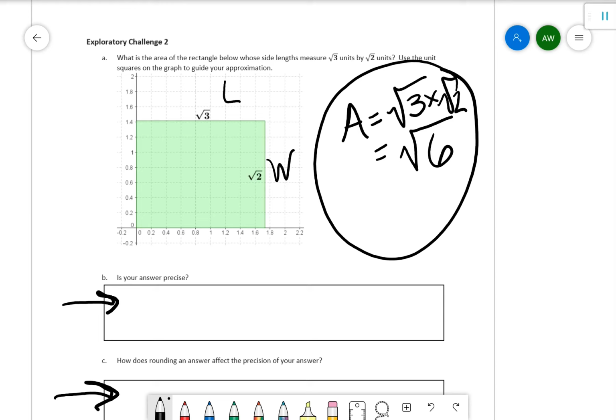But when we think about what the square root of 6 actually is, we know that this is an irrational number. It's a decimal that goes on forever. And that's not very easy for us to work with. So today we're going to work with how we can get as close to the square root of 6 as possible by just using decimals. A lot of this discussion is going to revolve around this idea of precision. And precision is how close we are to the actual answer.